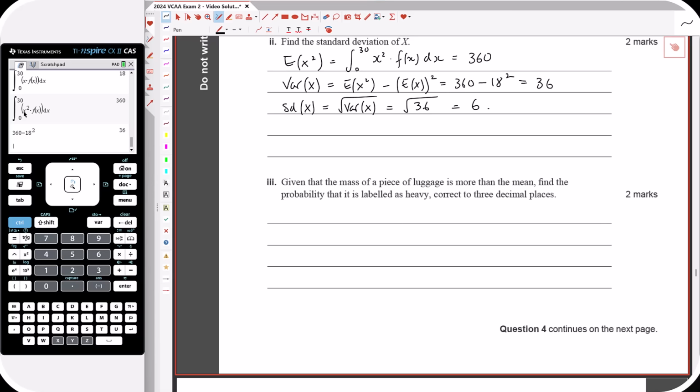Given that the mass of a piece of luggage is more than the mean, find the probability it's labelled as heavy. So heavy was greater than 23. We want the probability the mass is greater than 23 given that the mass is greater than 18. That means the intersection of those two things. If something has to be both greater than 23 and greater than 18, it has to be greater than 23, over the probability x is greater than 18. So it's going to require two integrals: the integral from 23 to 30 of f of x dx over the integral from 18 to 30 of f of x dx.